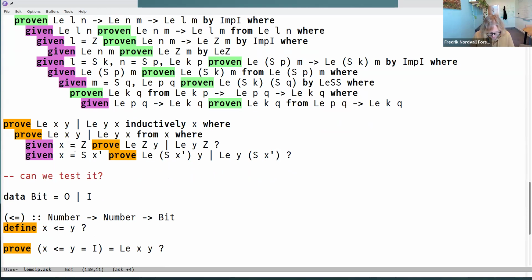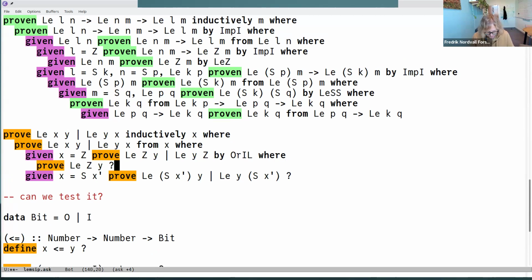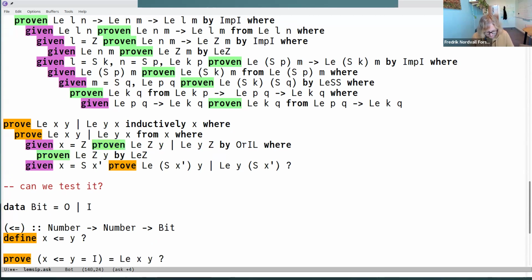So if x is 0, z, then my goal is to either prove that z is less than or equal to y, or that y is less than or equal to z, right? But that's good because we have, by construction, a rule that says that z is less than or equal to anything. So here I can go left, and then I just use the rule we designed for this. So that was easy.